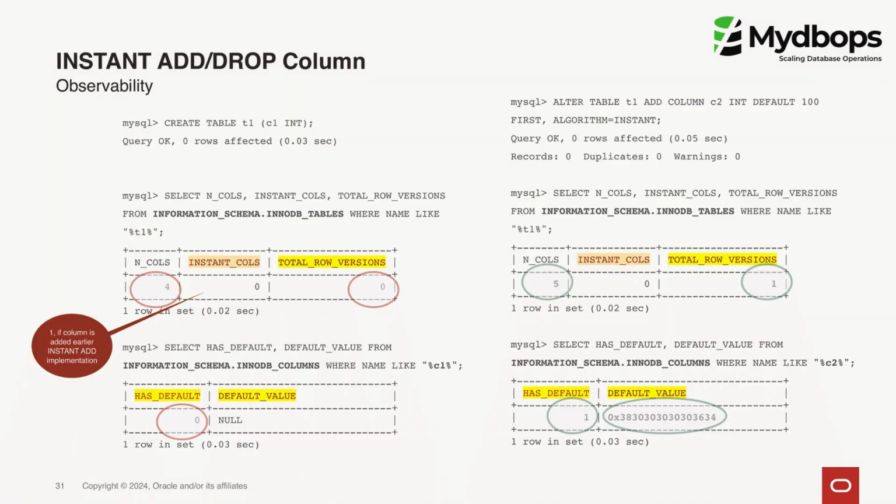Apart from that, we have some observability as well. So let's say I have a table, create table T1 with column C1. In information schema, InnoDB tables, I can see information about this table T1. It says n cols is equal to 4 and total row version is 0 now. But the number of columns was 1 only. We have made the table with 1 column. Then why is it 4? Does anybody know why it is 4?